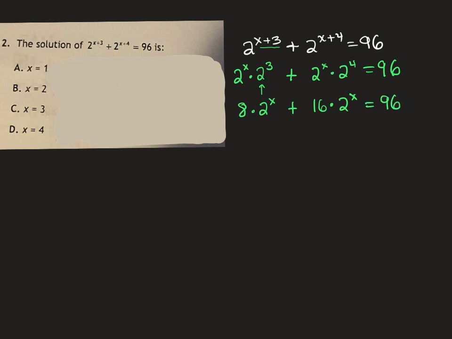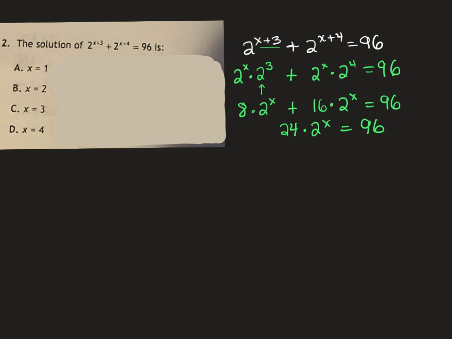Now, we could replace 2 to the x because it is the same for both, or we could look at this as essentially 8 2 to the x's plus 16 2 to the x's would basically be 8 plus 16, so 24 2 to the x's. And there we go. Now we got those two things together. And since x is only in the one term now, we're going to isolate x.